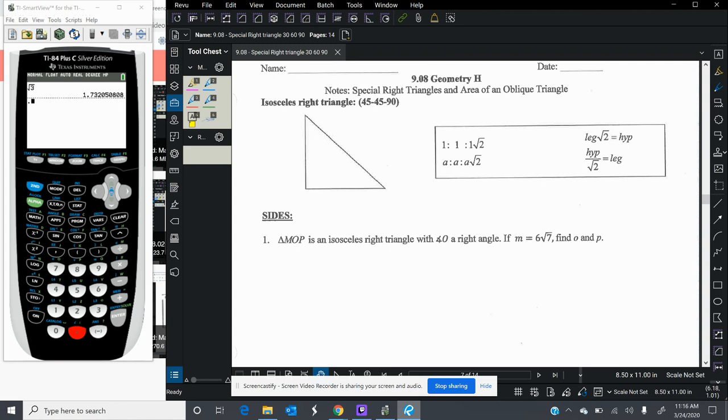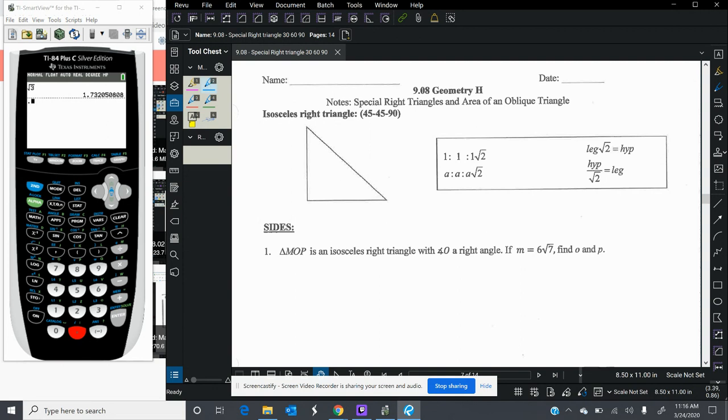Welcome to part 2 of Notes 9.08, Special Right Triangles. There's a little pattern that forms with our 45, 45, 90 right triangle, which is an isosceles right triangle. And on the next page, we're going to look at what's called the 30, 60, 90 triangle. But just to explain the process here, if we had a right triangle that was isosceles, meaning two equal sides, there's a pattern that forms.